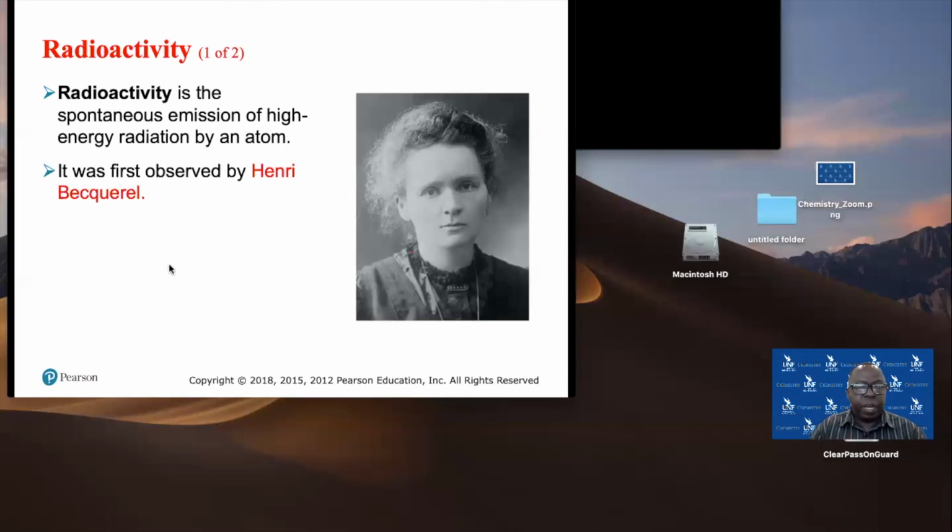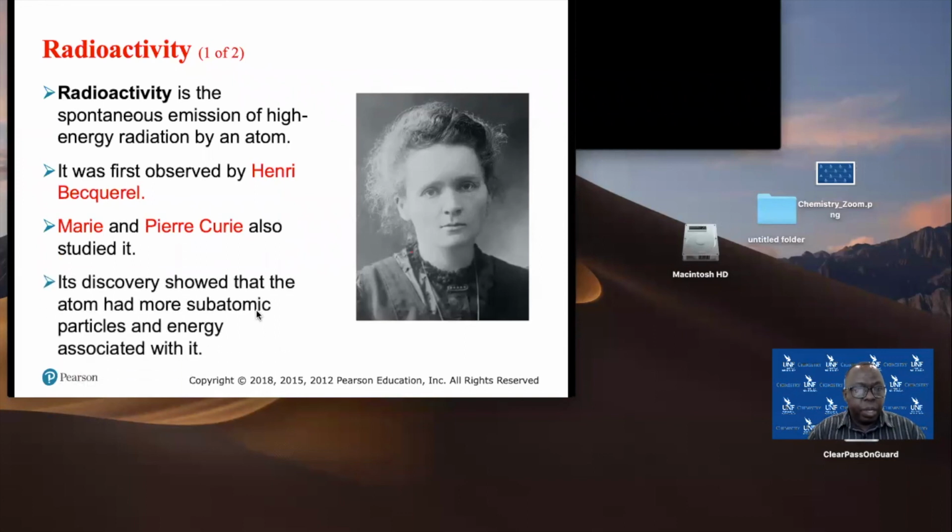He was just studying the radioactivity, the emission of radiation, which consists of alpha particles, beta particles, and gamma radiation. This is what he was just doing. And this led to what Thomson used in his model of an atom.